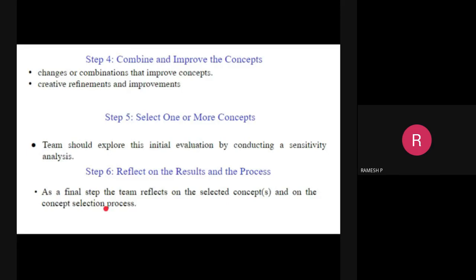They may still look at whether there is any chance a specific concept can be improved over the existing product. Further refinement, further improvement. We could say that is continuous improvement, that is, improvement after an improvement is achieved. So finally, step 5, select one or more concepts.